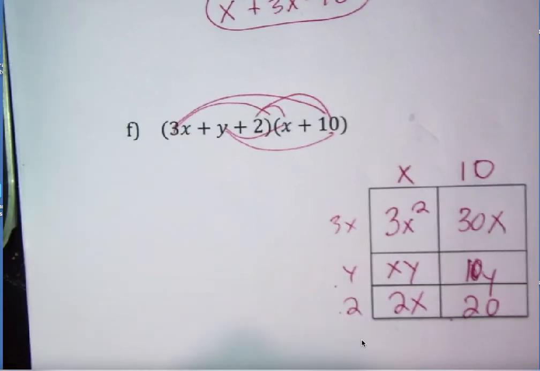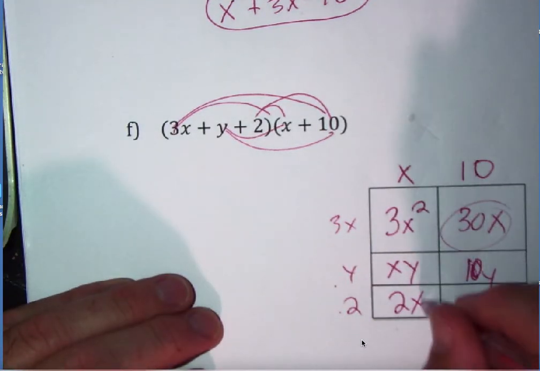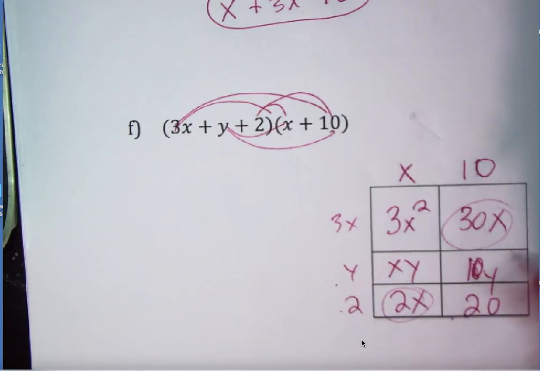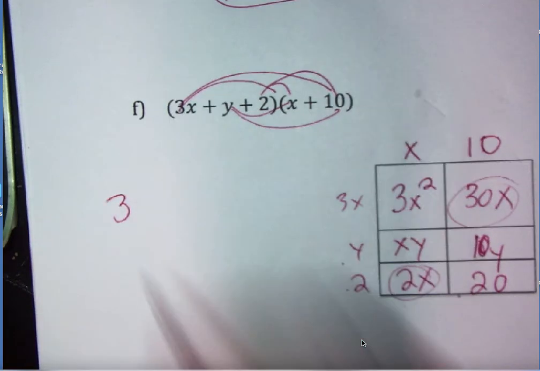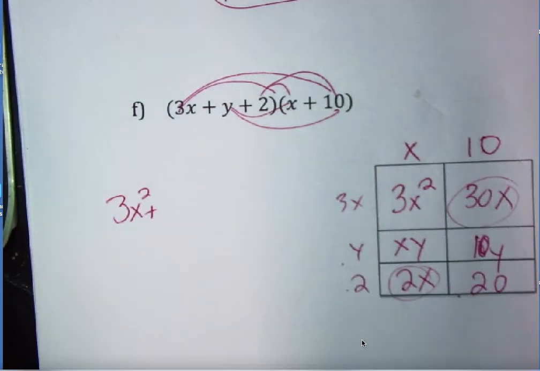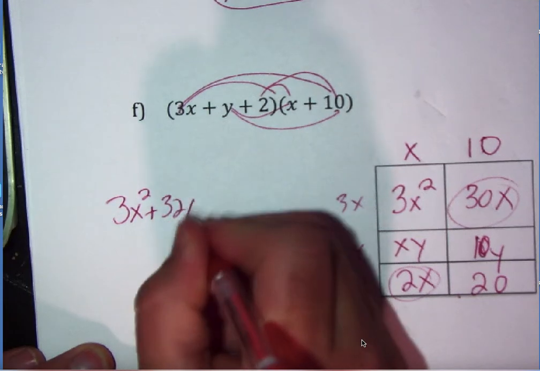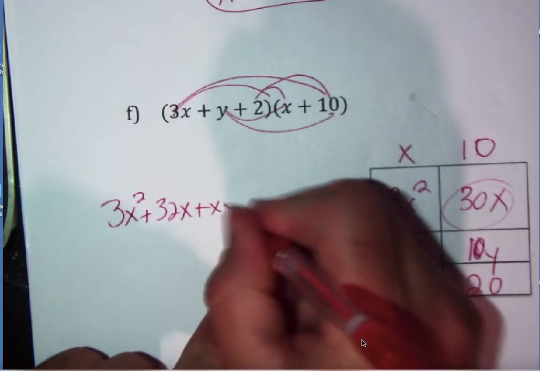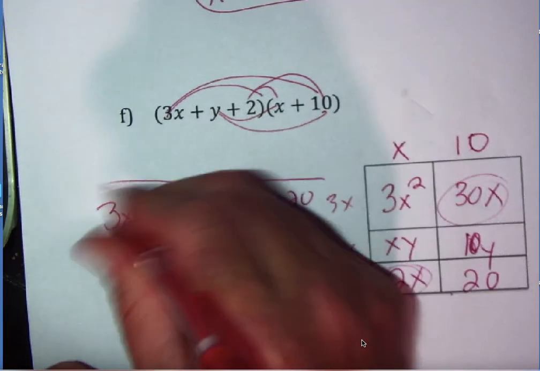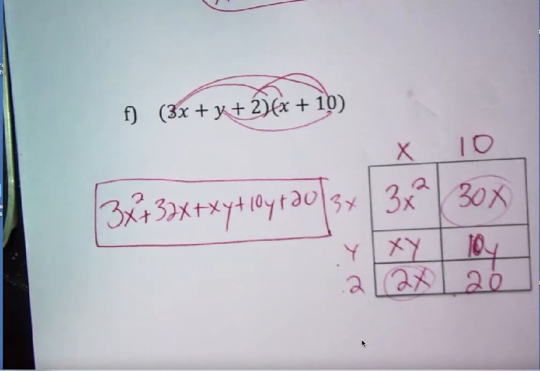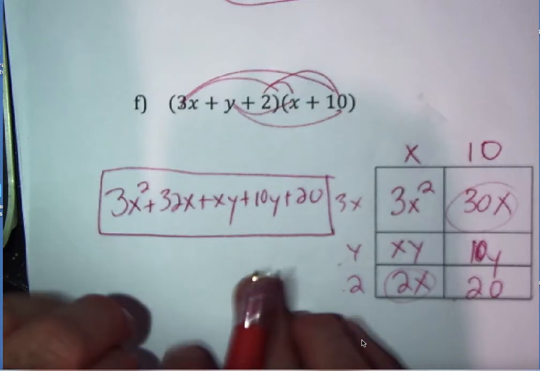All right. Then we look, are there any like terms here? Yes, I see 30x and 2x. They're almost easier to see like terms in this box method. All right, so any like terms? There we go. Cool. So, I guess I had one more for you to try.